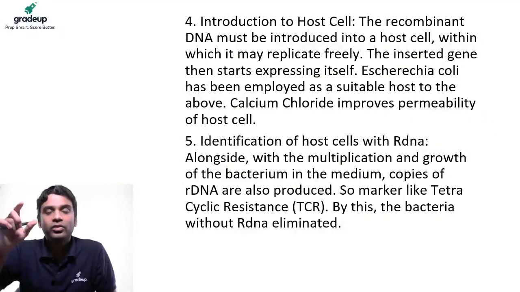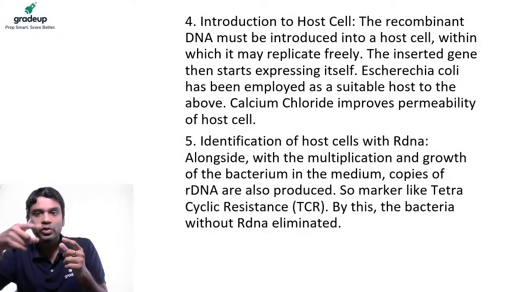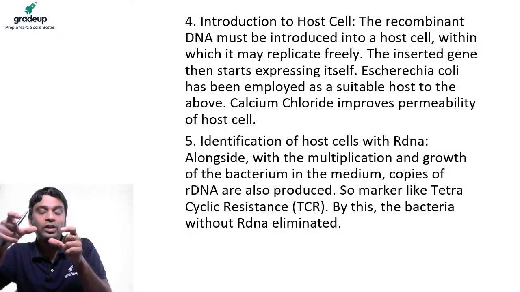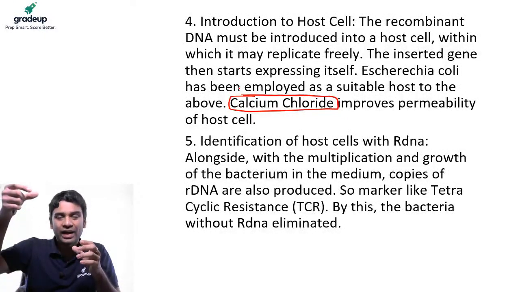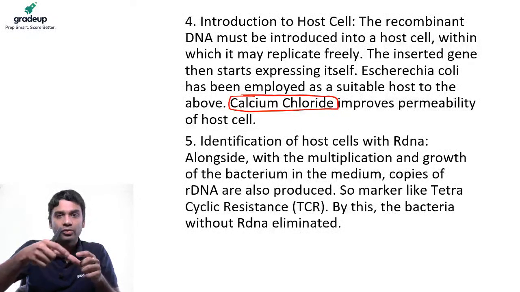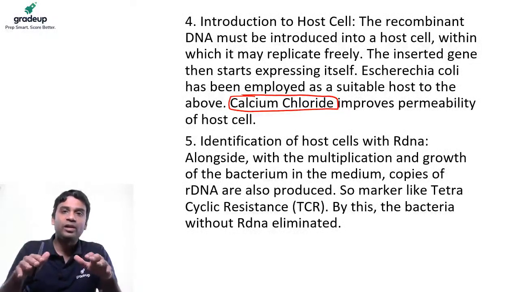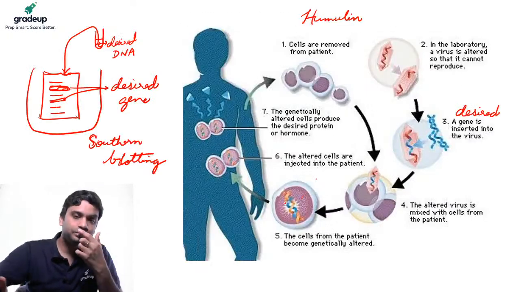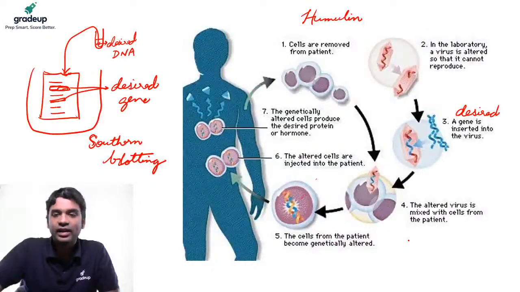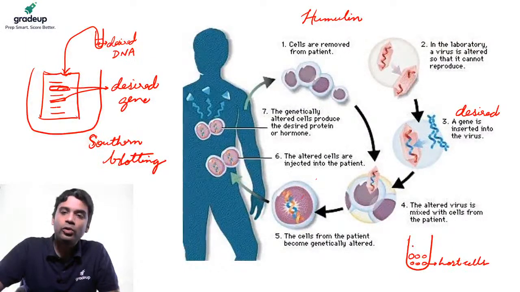Right? So as I've told you the steps, I mean, the figure I've showed you the entire steps, but basically before you put it in the host cell, you also use something called calcium chloride. If you can remember, it's fine. Kyunki host cell ka permeability badhta hai isse. When you're adding the recombinant DNA into the host cell for it to multiply, you apply calcium chloride, jisse permeability badhta hai. And one more important point is, see, when you're taking the rDNA, these are your host cells of E. coli. And isko you're adding the rDNA.